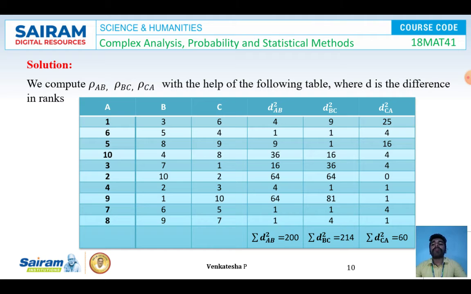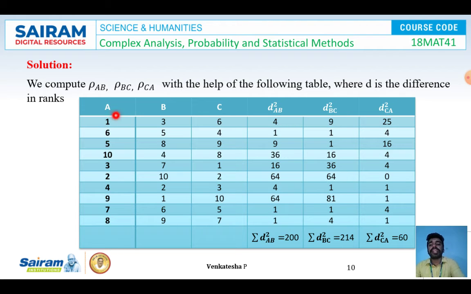So the tabular column must have the following components, that is difference of AB square, difference BC square, difference CA square, because I am going to find the rank for 3 pairs. That is, first pair is the rank of AB pair, the judge A and B. Next for the rank for judge B and C, and for the rank for judge C and A. So take all the ranks here.